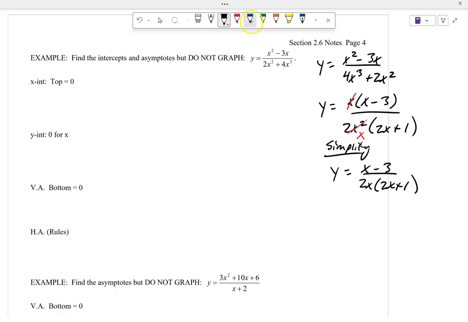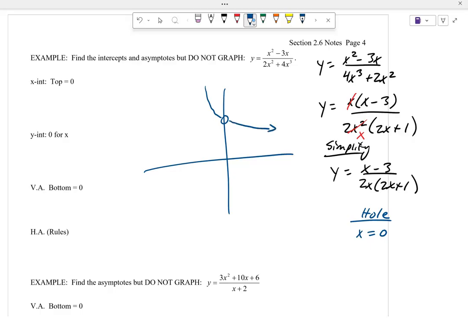If you have a function that cancels, what you'll have on the graph is a hole right there. You'll have a hole at whatever that factor is equaling 0. Okay, just FYI, you'll have a hole there. So maybe the graph does this, but right there at an x value of 0, you're going to have a little hole. There won't be a vertical asymptote there. Okay. Now let's do the rest of this.